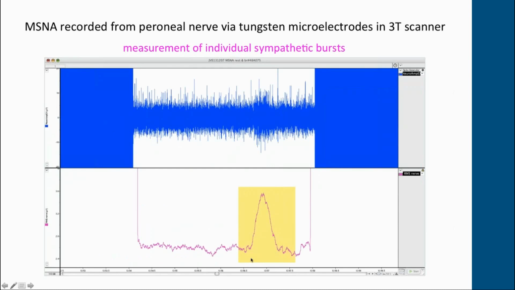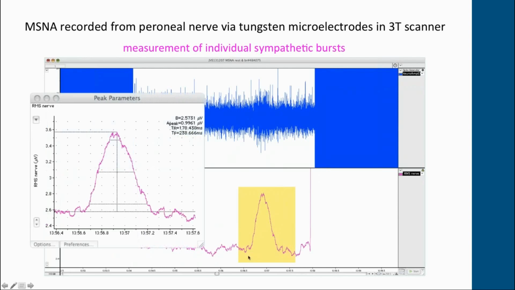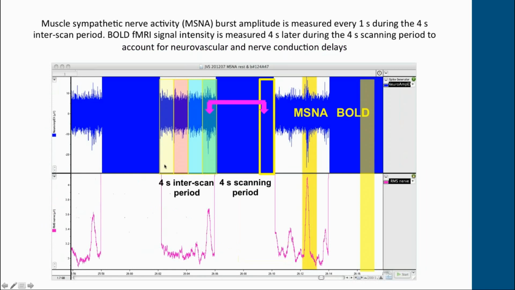We can then use this feature called peak parameters. We can highlight a burst and measure its amplitude, its width, its area, anything we want. And what we've been doing is using a 4-second on, 4-second off scanning period. We record this 200 times. Basically, this takes advantage of the delays inherent in the blood oxygen level dependent signal in the brain.